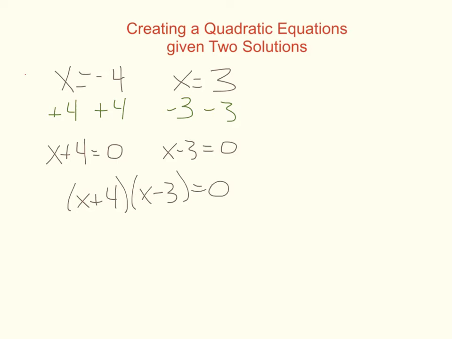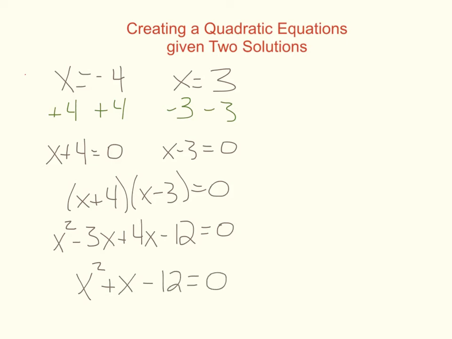Okay, and now all you have to do is FOIL this. So x times x is x squared. x times -3 is negative 3x, plus 4x, minus 12 equals 0. And then finally you would have x squared plus x minus 12 equals 0.